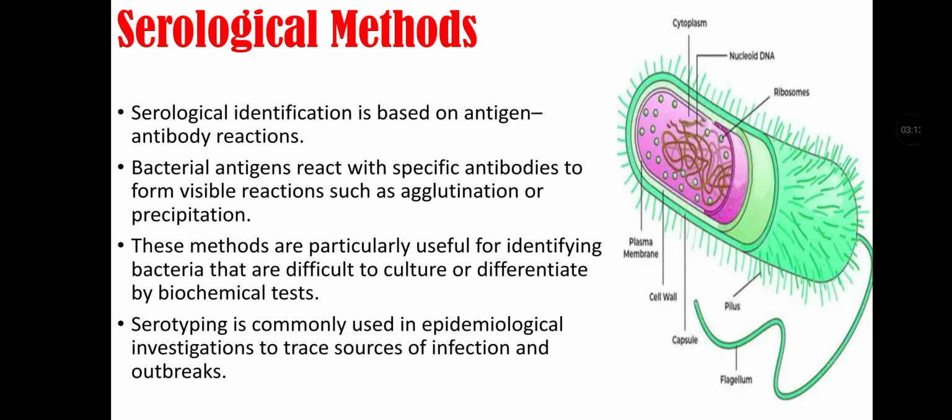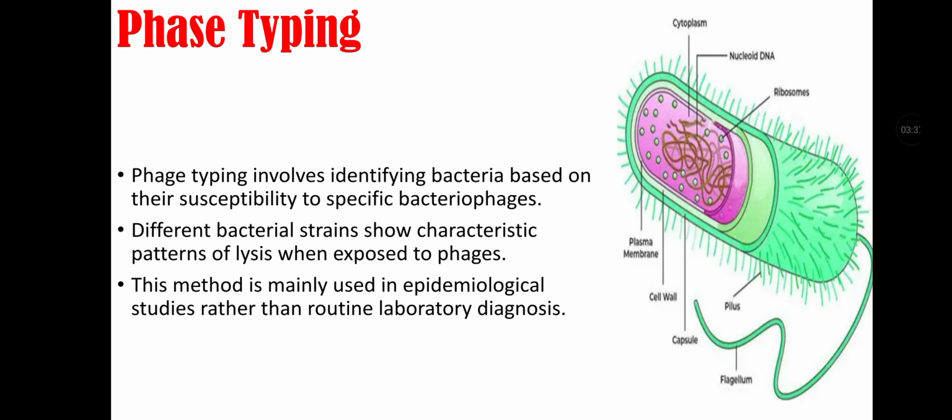Serological method. Serological identification is based on antigen-antibody reaction. Bacterial antigens react with specific antibodies to form visible reactions such as agglutination or precipitation. These methods are particularly useful for identifying bacteria that are difficult to culture or differentiate by biochemical tests. Serotyping is commonly used in epidemiological investigation to trace sources of infection and outbreaks.